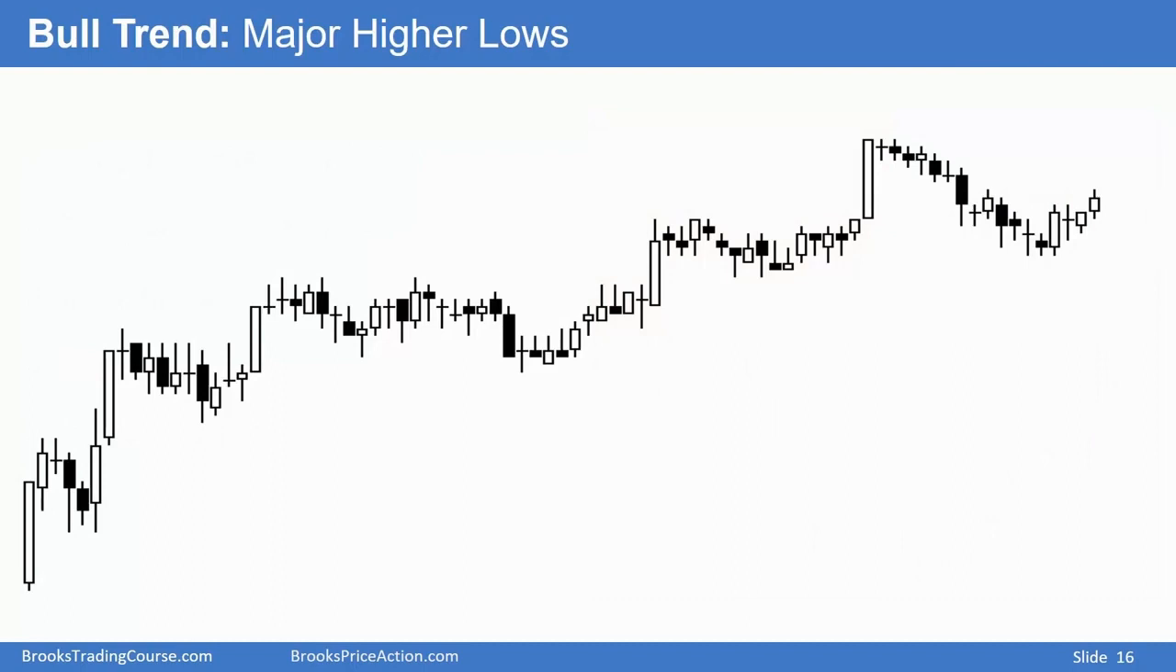Bull trend has higher highs and lows. Well, I distinguish higher highs and lows into major and minor. A major higher low is a higher low that has a strong breakout, usually to a new high. So that's a major higher low. And this is a minor higher low. It's a higher low, but the breakout is not all that strong. So more likely it's a leg in a trading range. These are major higher lows. Major higher low, major, followed by a strong bull breakout, usually to a new high. Not always, but usually to a new high.